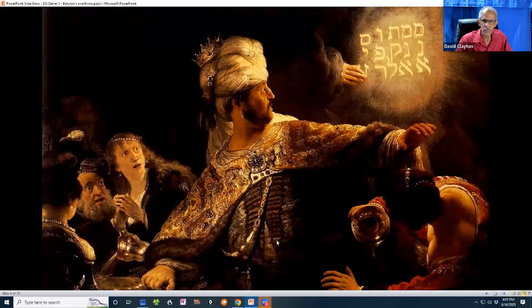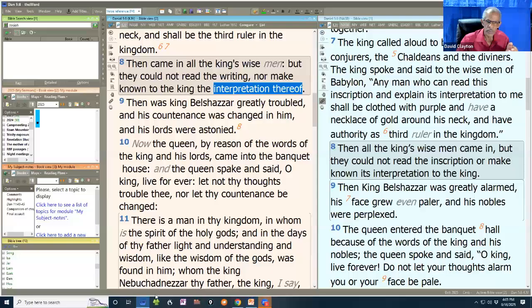This is an artist impression, I'm not sure. I think the artist probably put in some Hebrew type of writing there, but it's some kind of script. Belshazzar didn't recognize it, and the wise men of Babylon didn't recognize it. So they were not able to read it, nor to interpret it.